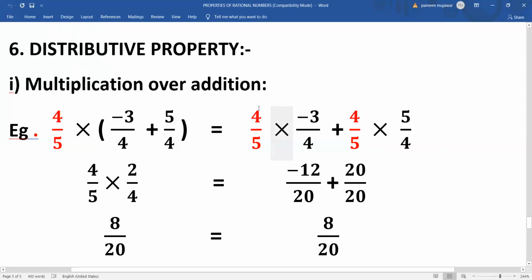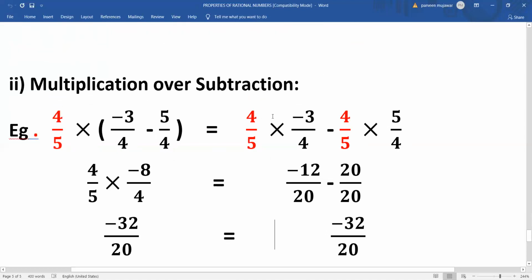You can check on the right hand side. 4 upon 5 is multiplied by minus 3 upon 4, and plus is your main sign here, and 4 upon 5 is multiplied by 5 upon 4 also. See, this 4 upon 5 is multiplied by these two rational numbers. So when you solve this, on the left hand side you get 8 upon 20. When you solve the right hand side, you get 8 upon 20. So what is the distributive property? It means you have to multiply whatever is outside the bracket with both the rational numbers inside the bracket. So I have shown on the right hand side that 4 upon 5 is multiplied with both the rational numbers. So you get the same answer.